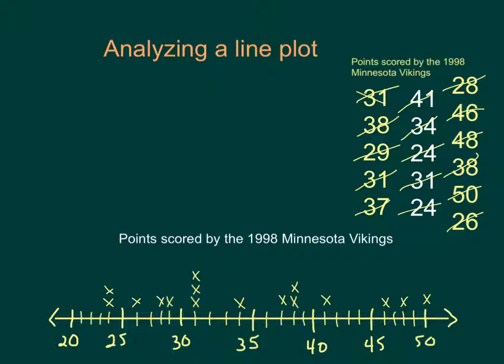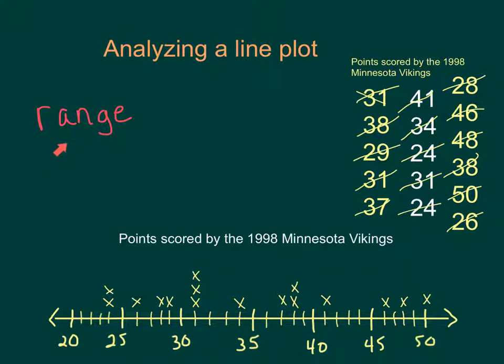When we have a line plot like this, we can begin to analyze the data that we see in it. So for example, I can see that the 1998 Minnesota Vikings, the most points they scored in one game was 50. I can also see 31 was the point total that they scored the most often. Okay, I can see the least number of points they scored was 24 points, and they scored that twice.